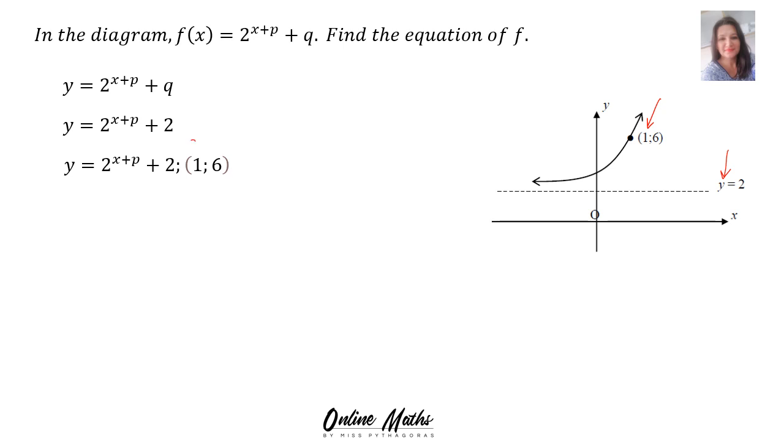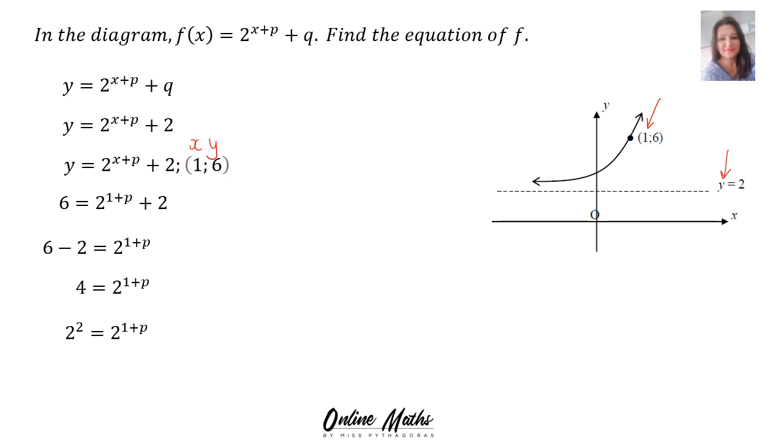In x's place, we'll substitute 1. In y's place, we'll substitute 6. Therefore, 6 equals 2 to the 1 plus b plus 2. Let the 2 walk across. 6 minus 2 is equal to 2 to the 1 plus b. 6 minus 2 is 4. Then we will take 4 and write it as 2 to the 2 in its prime factors.